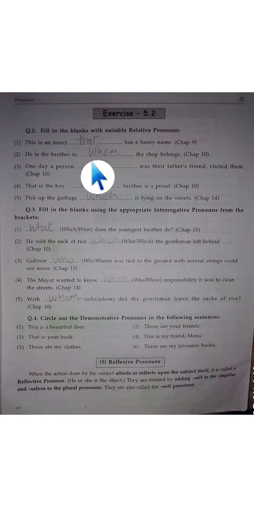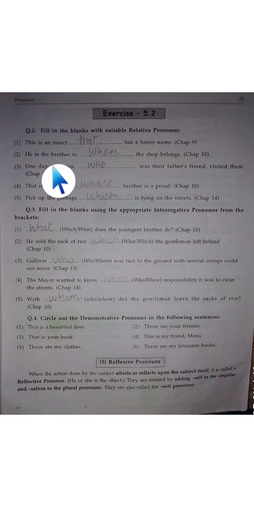Now the exercise number 5.2. This is again very simple. Question number 2, filling the blanks with suitable relative pronouns. So I'm going to send this picture. You have to just copy it down. This is an insect that has a funny name. So we have used that.